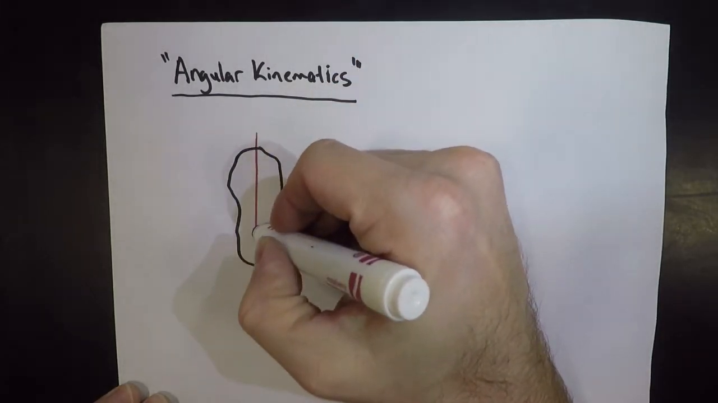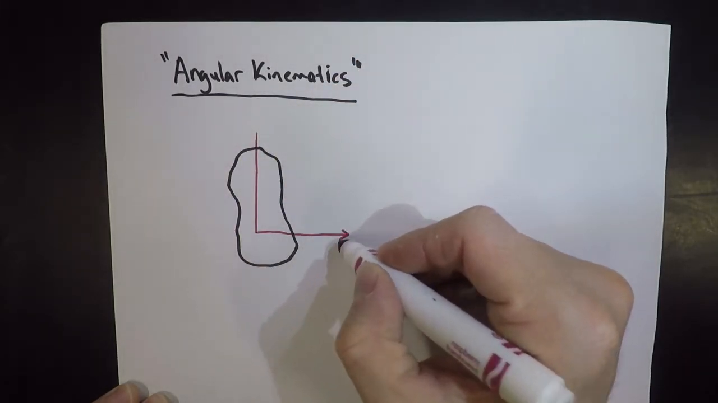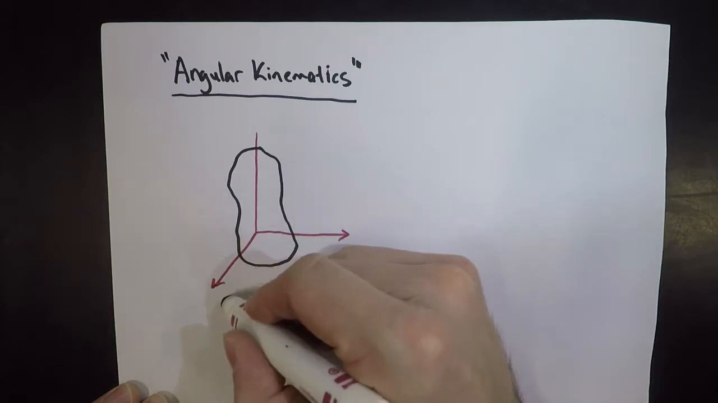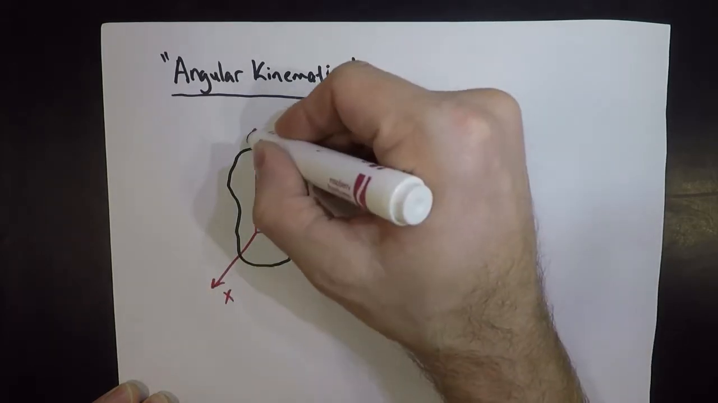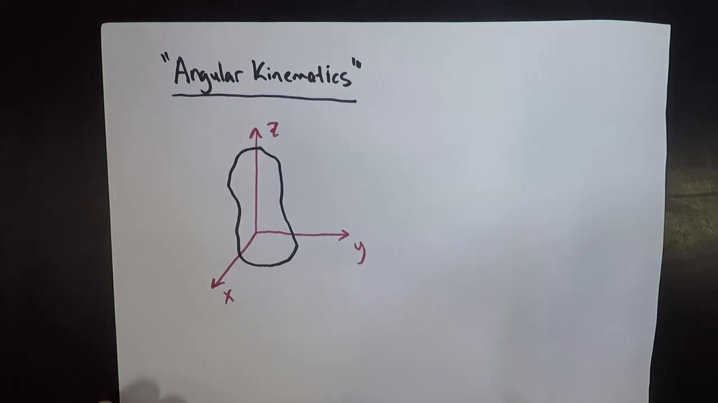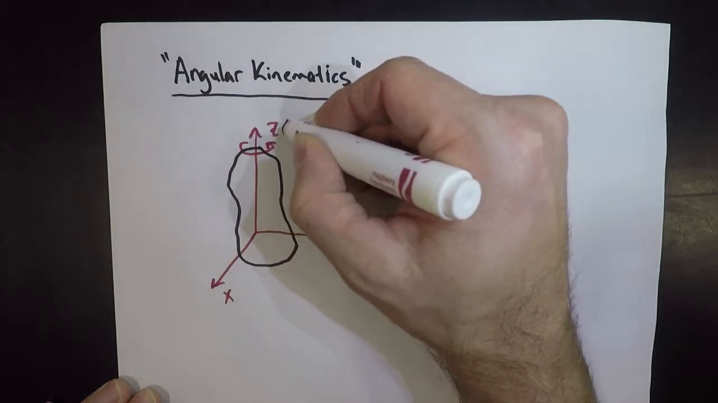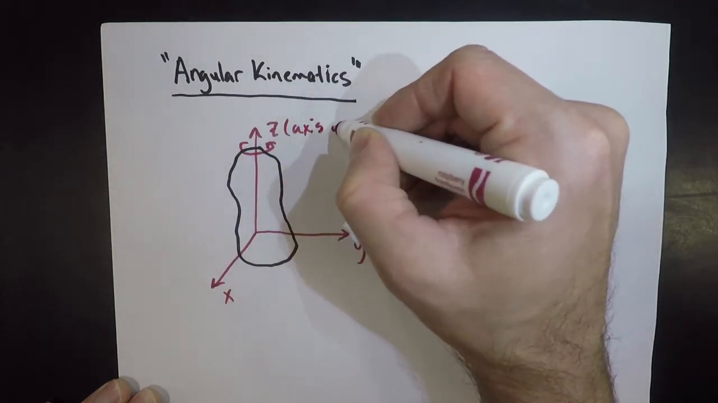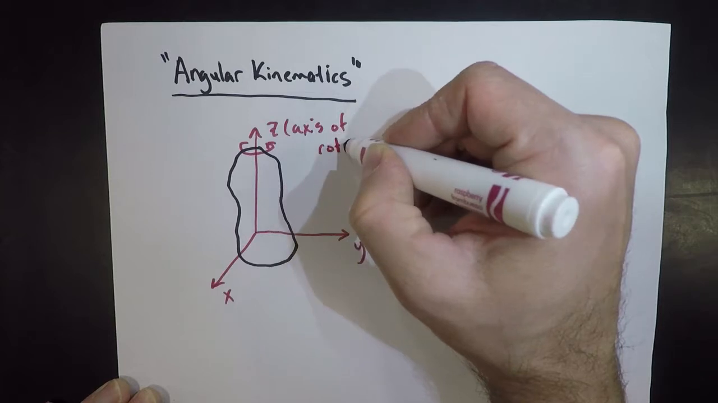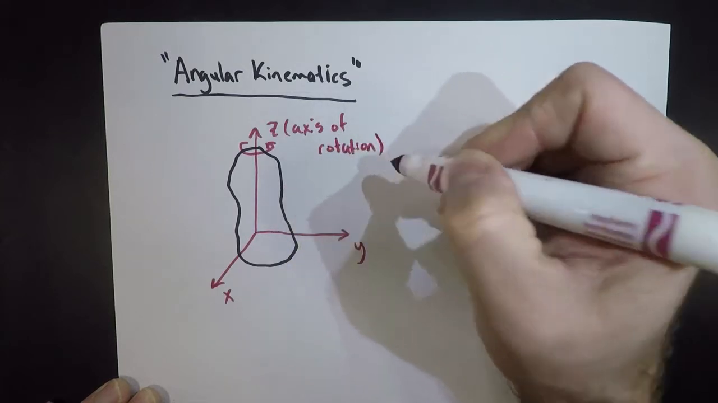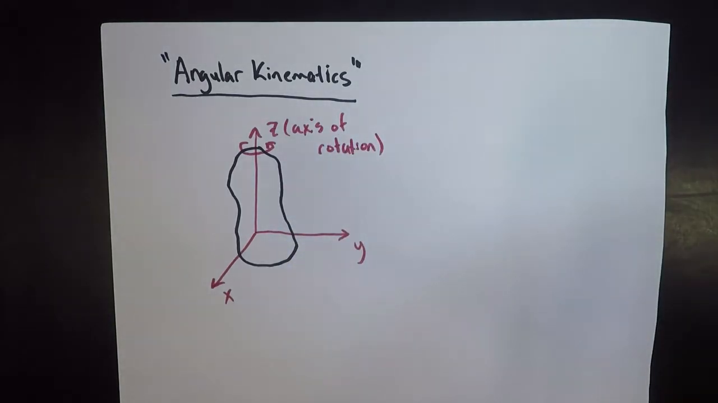So this is a three-dimensional object, so we'll have an X, Y, and Z axis, something like this. And I could rotate this object however I like, but let's say we're going to rotate it about the Z axis. So Z is going to form the axis of rotation. This object is rigid, so all parts of this object are going to rotate about the axis at the same time.